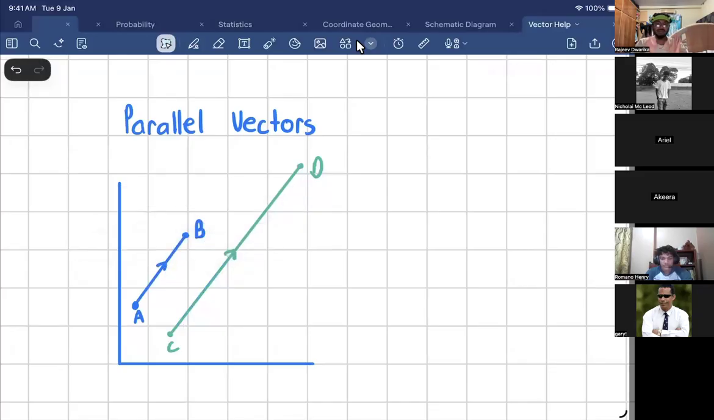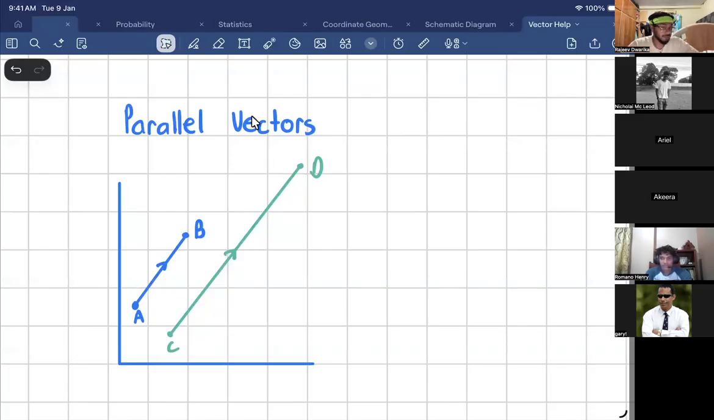So Akira, these two vectors are what? Parallel. And how many ABs do you think it might take to make CD? Like if you had to say. Two. It's taking two. Now you're probably saying, sir, where you on about? Where you going with this? Here's what I'm saying, right?